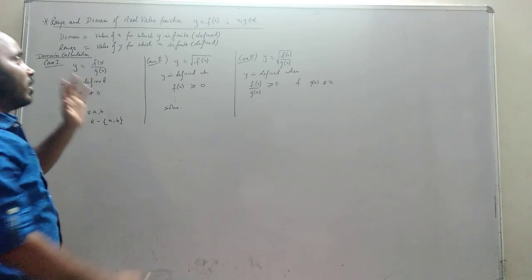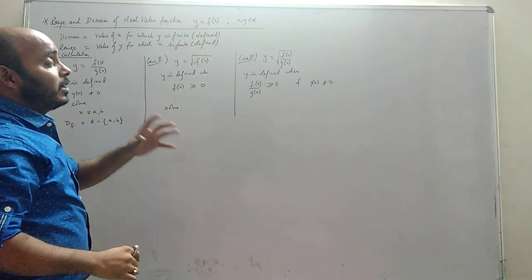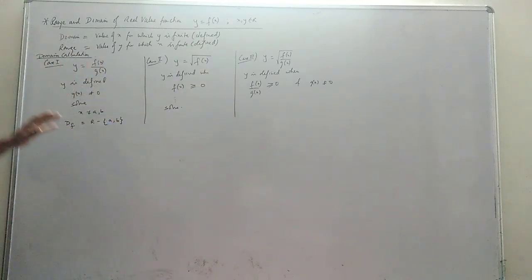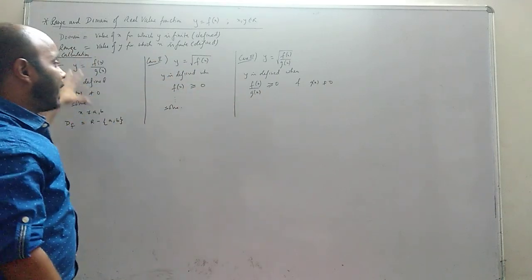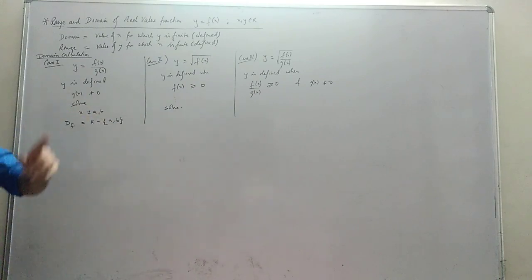Now you understand what real value functions are? The question will also be like this: find the domain and range of the function. The function will be given to you. Under this domain calculation, there are three types of questions you may face: case 1, case 2, case 3. These things you will not write in your notebook. You will write everything that is there in your class 11 notebook.